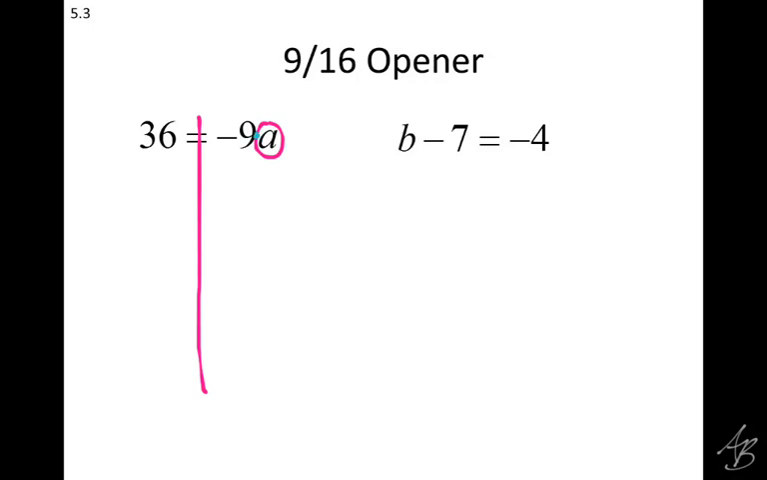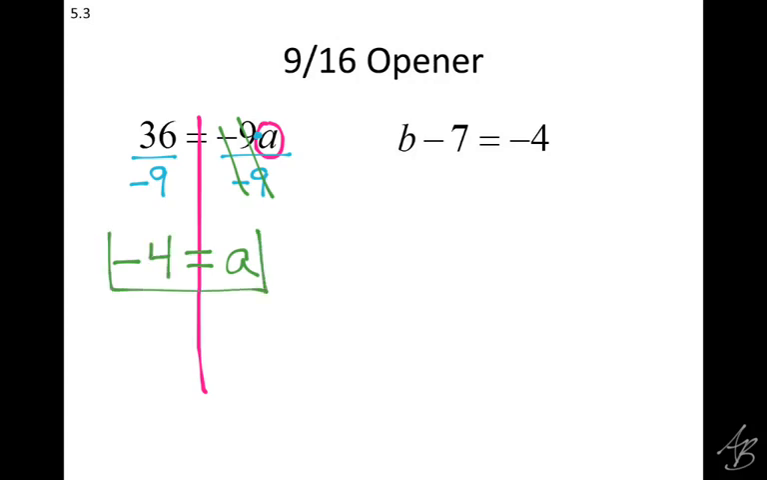This is 9 times a, so we're going to divide, and we want to divide by -9 because it's a times -9. So we divide by -9 on both sides. On the right side, those -9s are going to cancel, and what does that leave? A. And then on the left side, first of all, we have a positive divided by a negative is going to give us a negative, and 36 divided by 9 is 4. So we get -4 equals A.